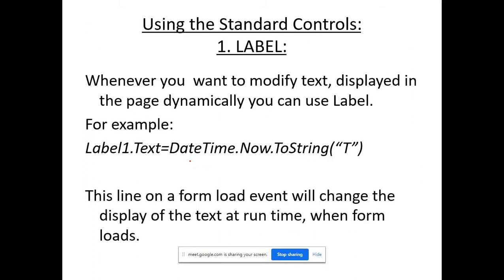Fine. So we started with the label control, and we saw that whenever we want to change the text dynamically, we need to use a label control. For example, label1.text is equal to DateTime.Now.ToString. If you write this code on the click event of the button, whenever the user clicks the button, it will fetch the date and time from the server and display it in the label. So at runtime, if you want to change the text, you can use a label control.